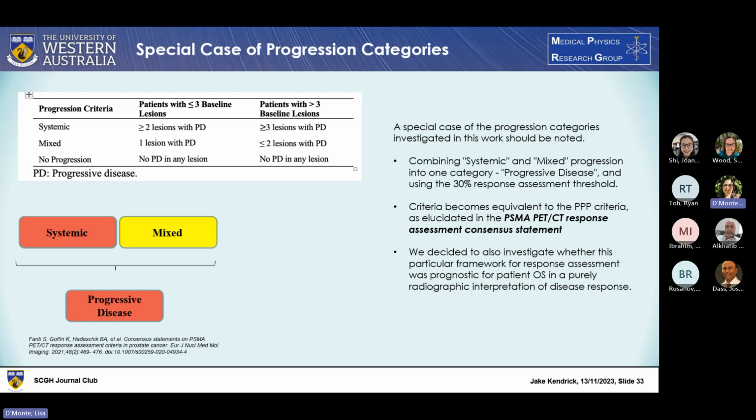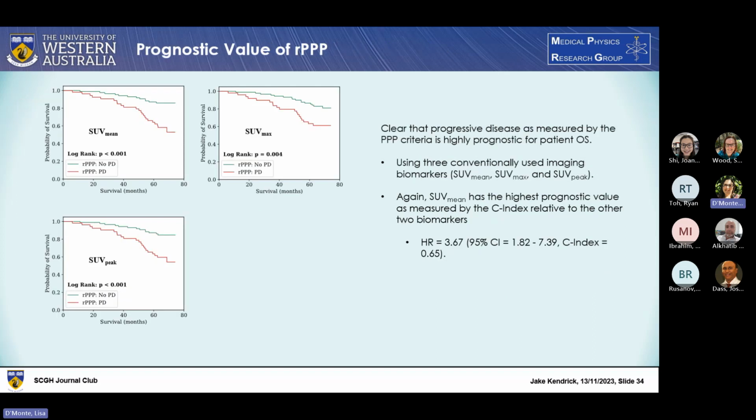And specifically, this becomes equivalent to how that criteria was elucidated in a recent consensus statement of nuclear medicine physicians and radiologists. So what we did is we combined those two categories, and we decided to also investigate, well, is this framework also prognostic for patient overall survival? And the answer is very clearly yes, that is still prognostic for patient overall survival.